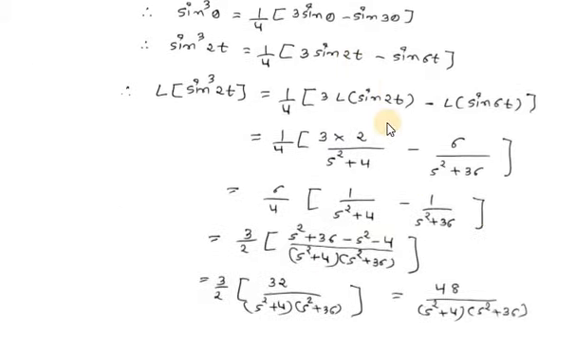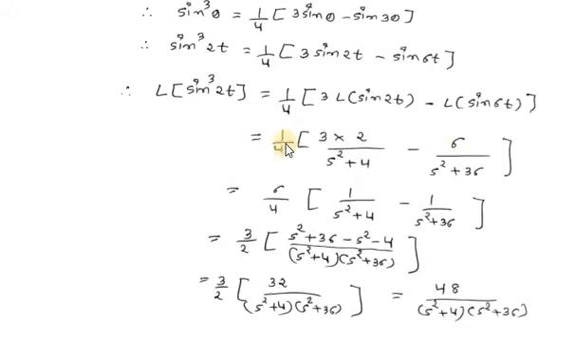Now Laplace of sin 2t, that is a over s square plus a square, the 3 as it is, and a is 2, so 2 divided by s square plus 2 square, and 2 square is 4. And after that minus Laplace of sin 6t, that is a over s square plus a square, and a is 6, divided by s square plus 6 square, and 6 square is 36. Now 3 times 2 is 6, and this is again 6.